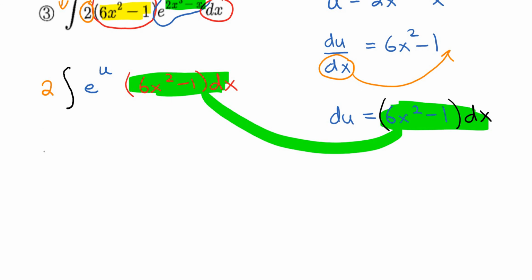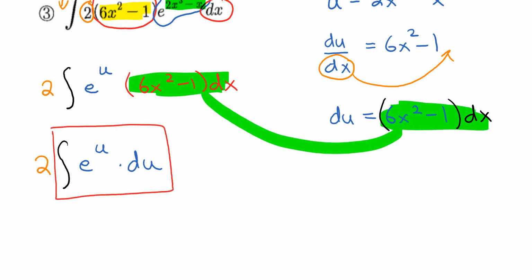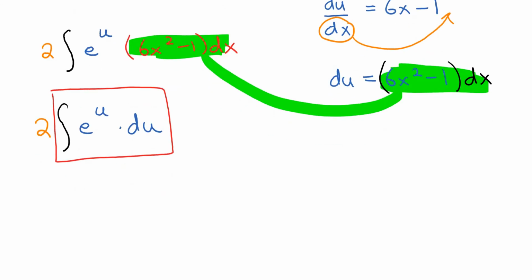So let's go ahead and now make the substitution step. Here's 2 integral e to the u times du. And this part here in the red box, I can find the antiderivative of that pretty quickly, because the antiderivative of e to the u is just e to the u plus c. And then this 2 can just tag along right there.